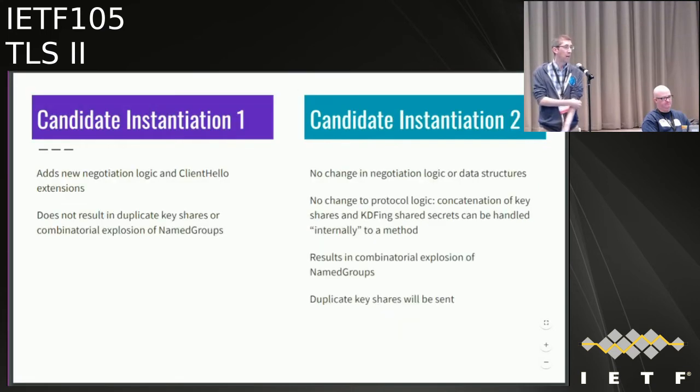Next slide. So to compare these, in the first instantiation, we have new negotiation logic and a new extension to convey the list of algorithms. But it doesn't require any change in how the key shares are conveyed, or multiple groups to be defined for each combination. Whereas in candidate instantiation 2, there's no change in negotiation logic or protocol logic, but you have this combinatorial explosion of named groups, and you might have to send duplicate key shares. So if you want to advertise P256 with algorithm 1 and P256 with algorithm 2, you have to send two P256 shares. So those are the trade-offs between these two instantiations.